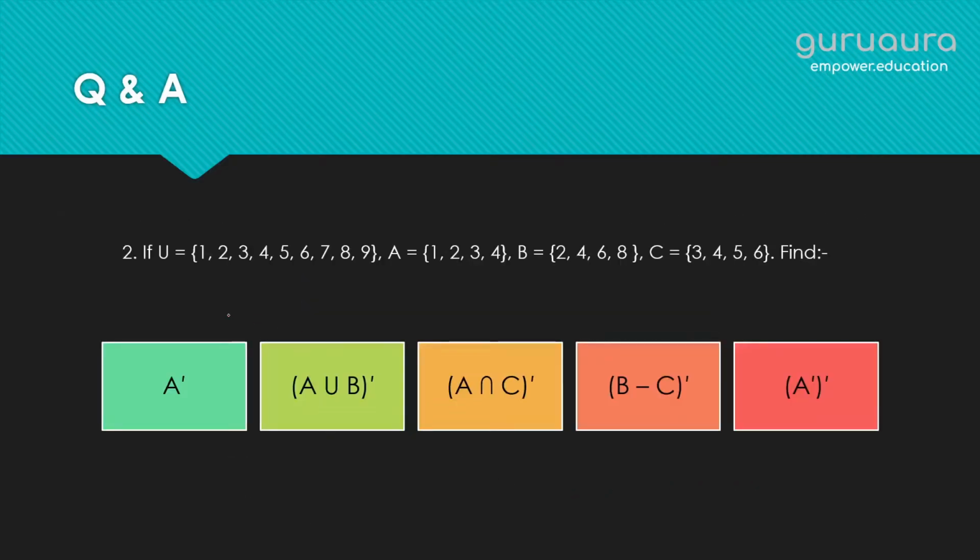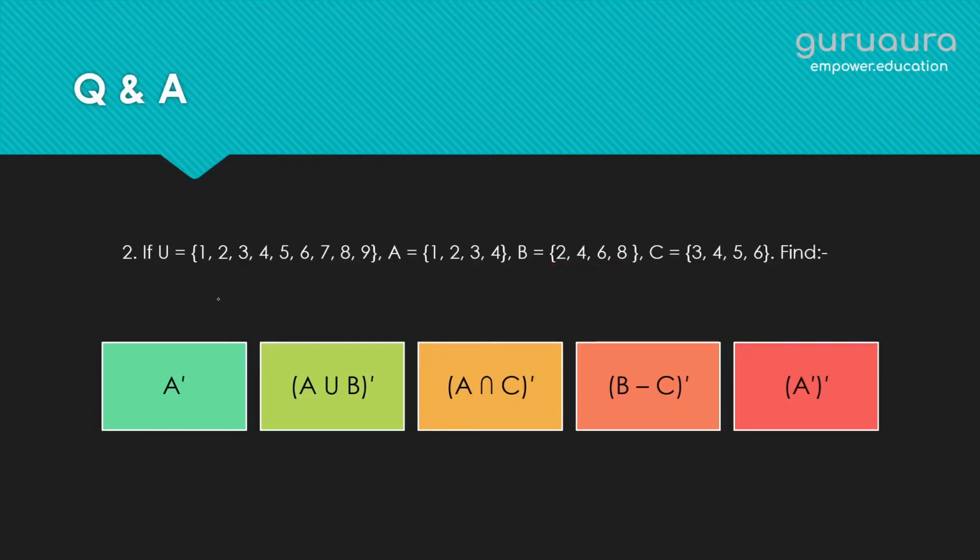If U, that means the universal set, contains the elements 1, 2, 3, 4, 5, 6, 7, 8 and 9, and set A contains the elements 1, 2, 3 and 4, set B contains the elements 2, 4, 6, 8 and set C contains the elements 3, 4, 5, 6.